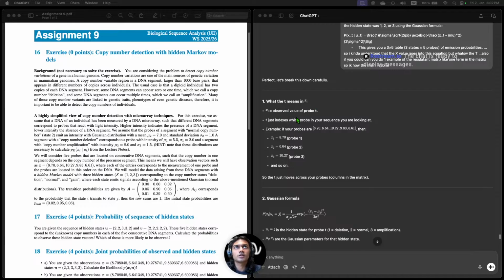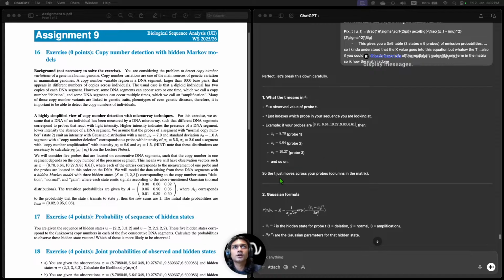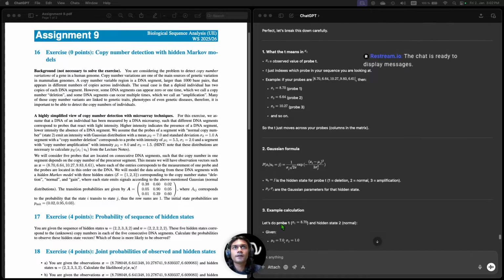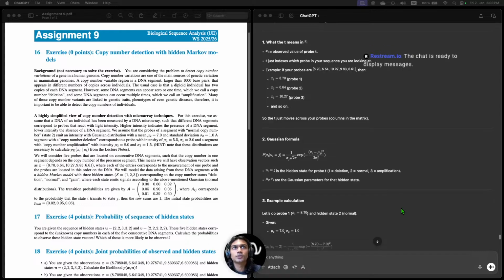xt is the observed value of the probe t. t just indexes which probe in your sequence you are looking at. Example, if probe 1, then x1. Okay, 1, 2, 3, 4, 5. So just move to the next probe. Gaussian formula, ut equals j. Let's do the probe x1 equals 8.70 and hidden state 2. Normal.